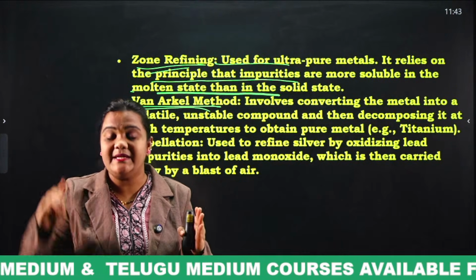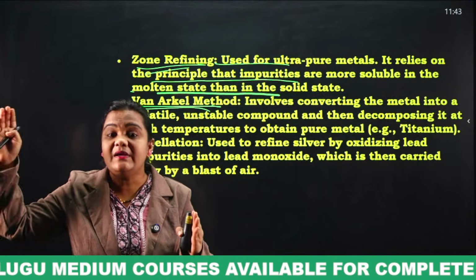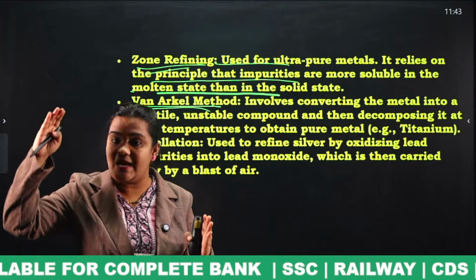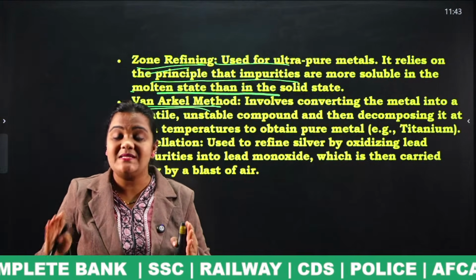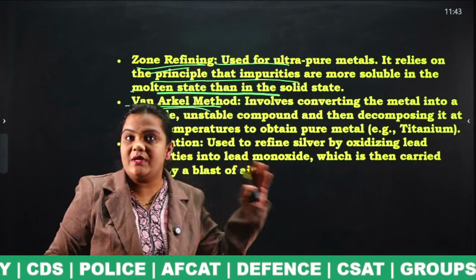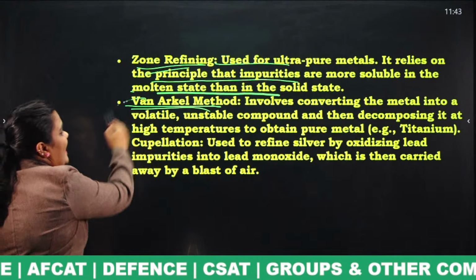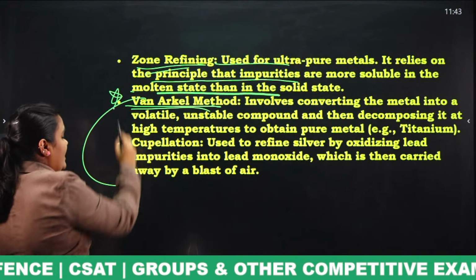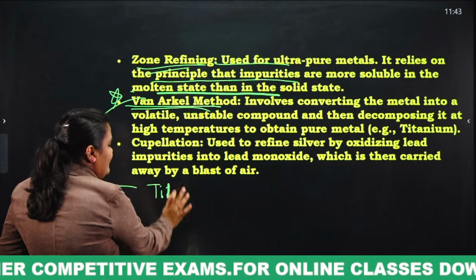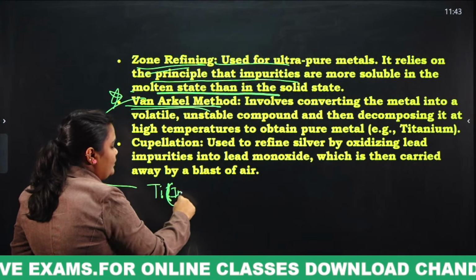Listen properly. Titanium vapor. Again, if we heat this titanium vapor at 1800 Kelvin, what happens, students? Iodine is separated and we will get pure titanium. So remember, what is this Van Arkel method? This is very, very important. The impure titanium, it is actually impure titanium.